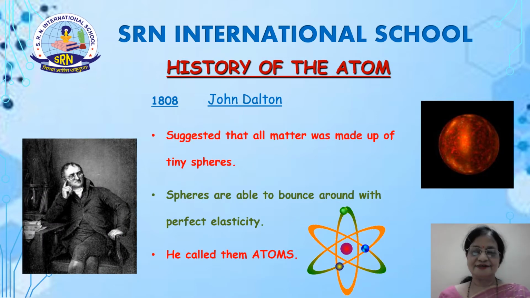In 1808, John Dalton, who was an English chemist, proposed that all matter was made up of tiny spheres which were able to bounce around with perfect elasticity. He called them atoms. They are indivisible and indestructible building blocks. He suggested while all atoms of an element were identical, different elements had atoms of different mass and size. He is best known for introducing his atomic theory called Dalton's atomic theory into chemistry.